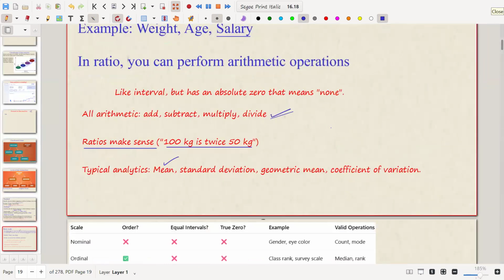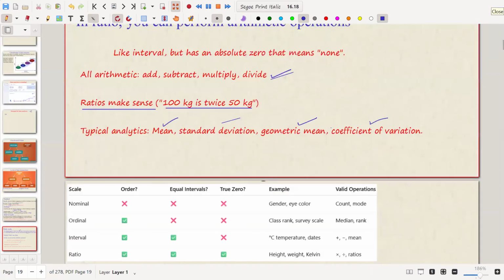Like the mean, you can apply it to a given data set. What is the mean weight of the boys in this class? Take all the weights of the boys and divide by the number of boys. That will give you the mean of the weight, right? Standard deviation: from the mean, how many boys have weights that deviate from it? I hope you are getting some connection. Geometric mean and coefficient of variation you can also perform.